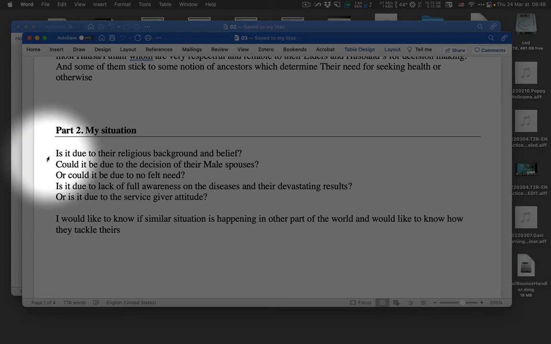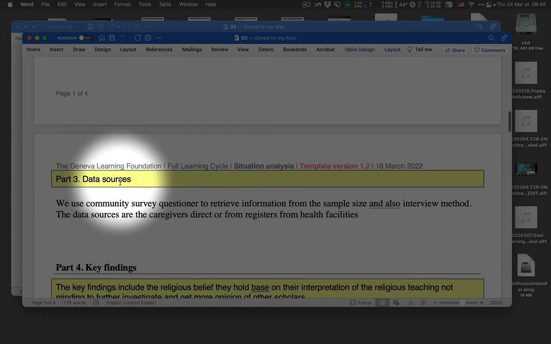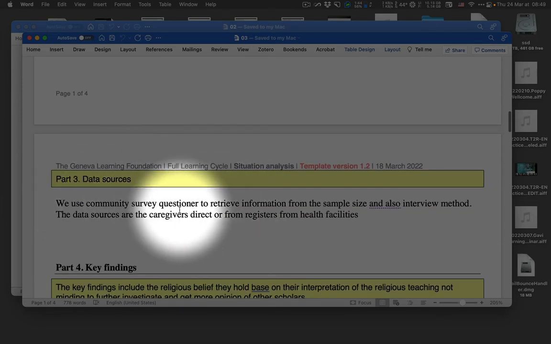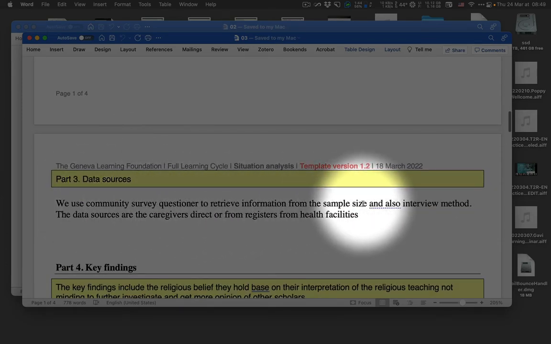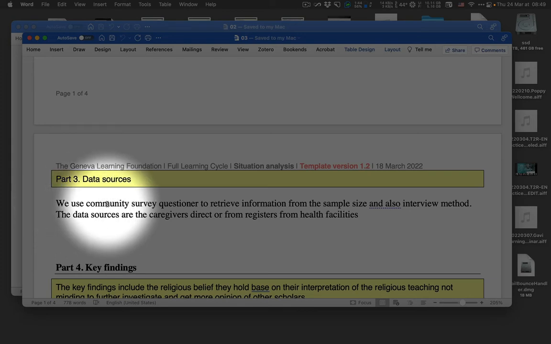Second, the situation. So, all right, I like this. This looks like trying to do root cause analysis. So is it due to their religious background and belief? If it is, then why? Why? And you keep asking why, you need to ask why at least 5 times. Let's keep going. Data sources, community survey questionnaire to retrieve information. So is this something that's already happened? If so, where is the report? Can you cite it? Can you refer to it somehow?